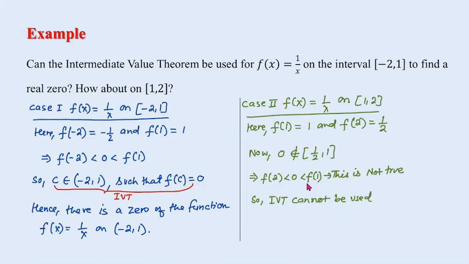So we can use the intermediate value theorem only when 0 is between the two function values calculated on that particular interval at those two endpoints. So in the second case, we cannot use the intermediate value theorem. In the first case, we can use it and we confirm that there is a 0 on the given interval. So that's how we can use the intermediate value theorem to analyze whether we have a real 0 of the function on the given interval.